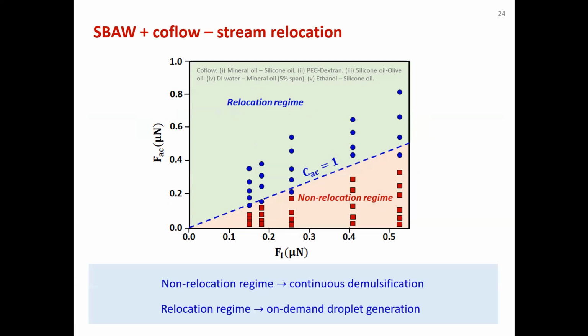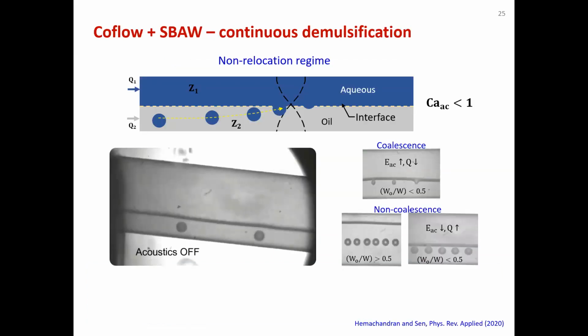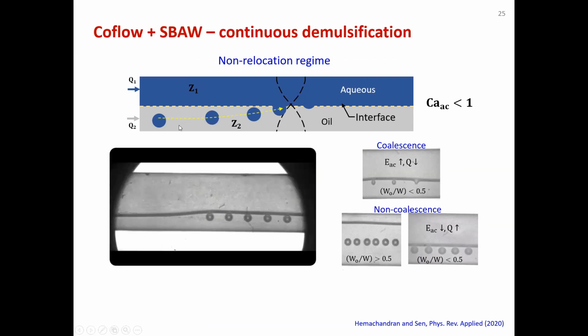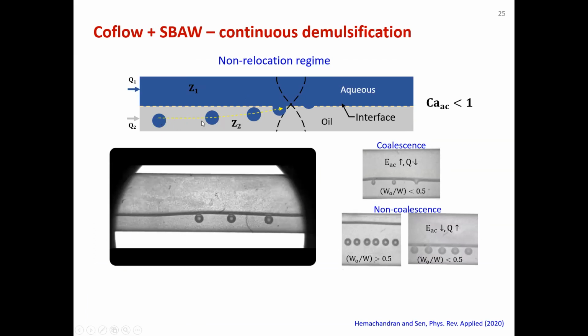So this study led to two further studies. The regime where we did not see any relocation, but still had acoustic force present, we used for continuous demulsification, which I'll be presenting subsequently. And the relocation regime was used for on-demand droplet generation. In many applications, we encounter discrete liquid present in another continuous phase, for example, an emulsion. You can have a water-in-oil emulsion or an oil-in-water emulsion.